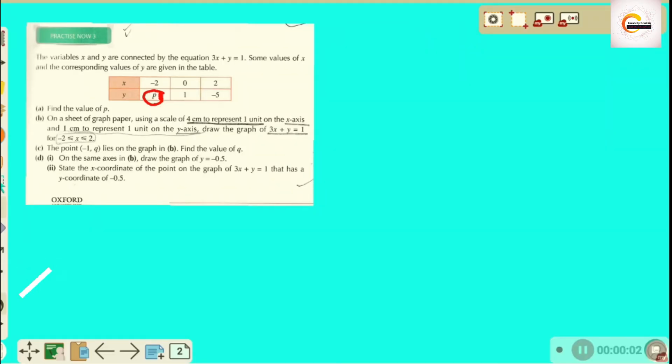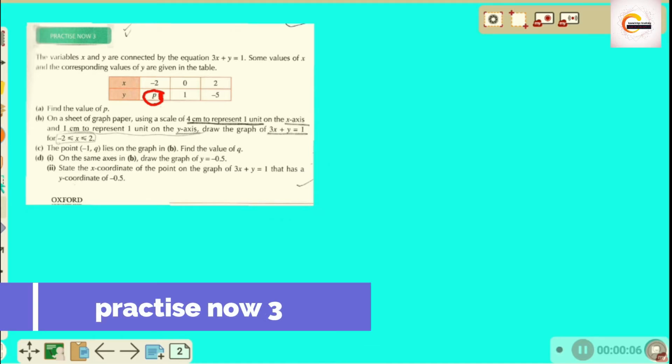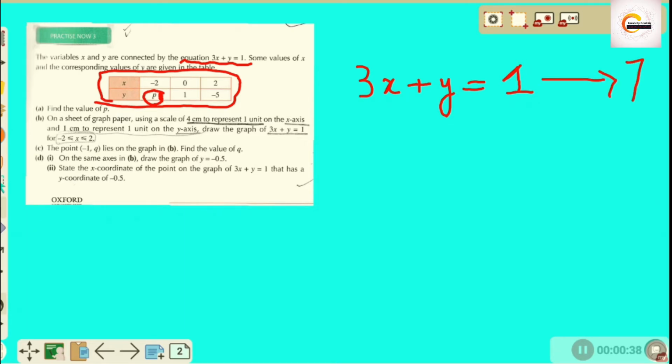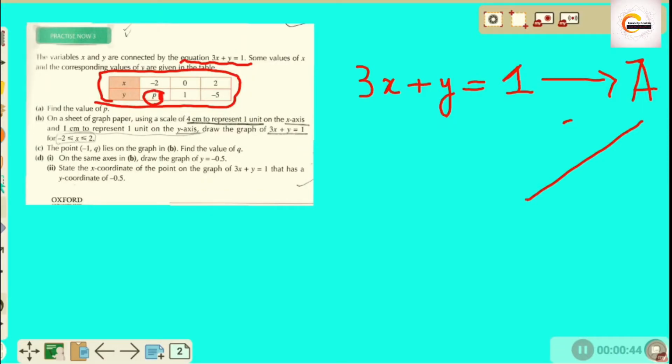Now practice, question number 3. If x and y are connected by an equation 3x plus y is equal to 1, some values of x and the corresponding values of y are given in this table. So find the value of p. If some point lies on a straight line, the coordinates of these points should satisfy the equation.